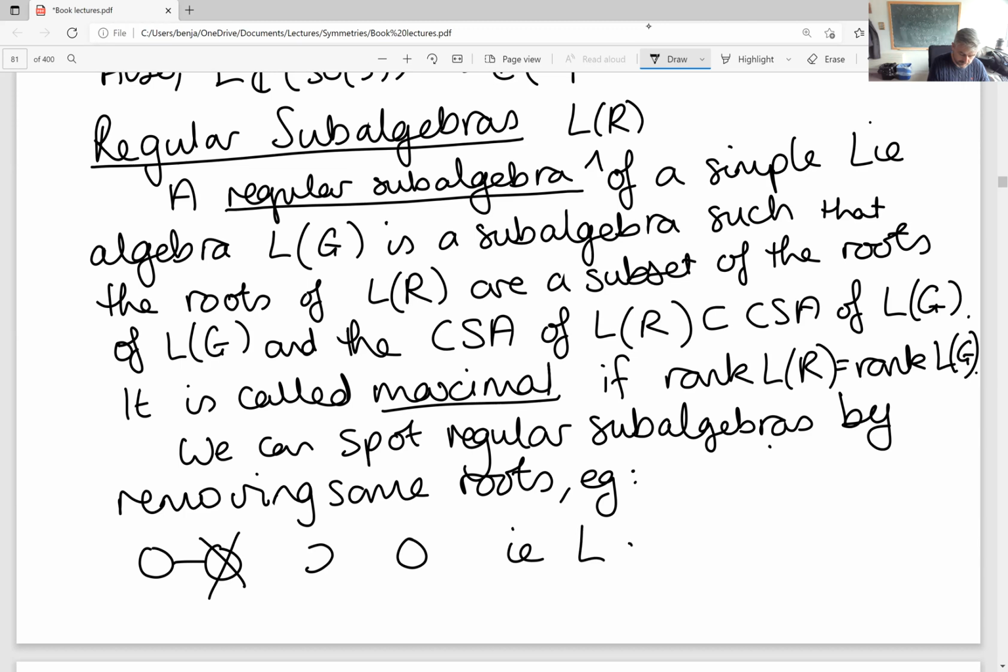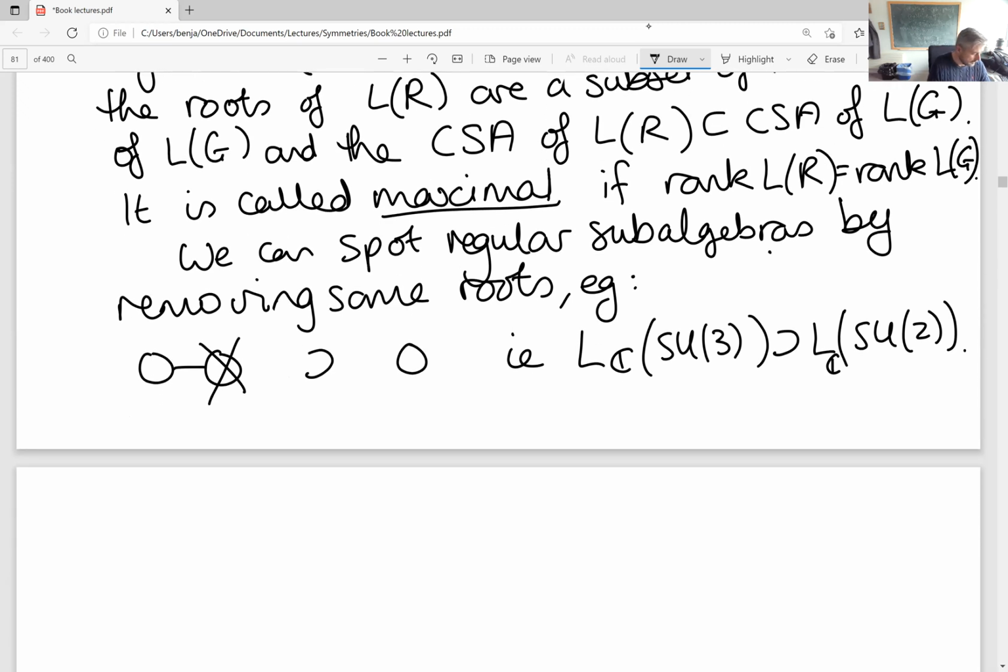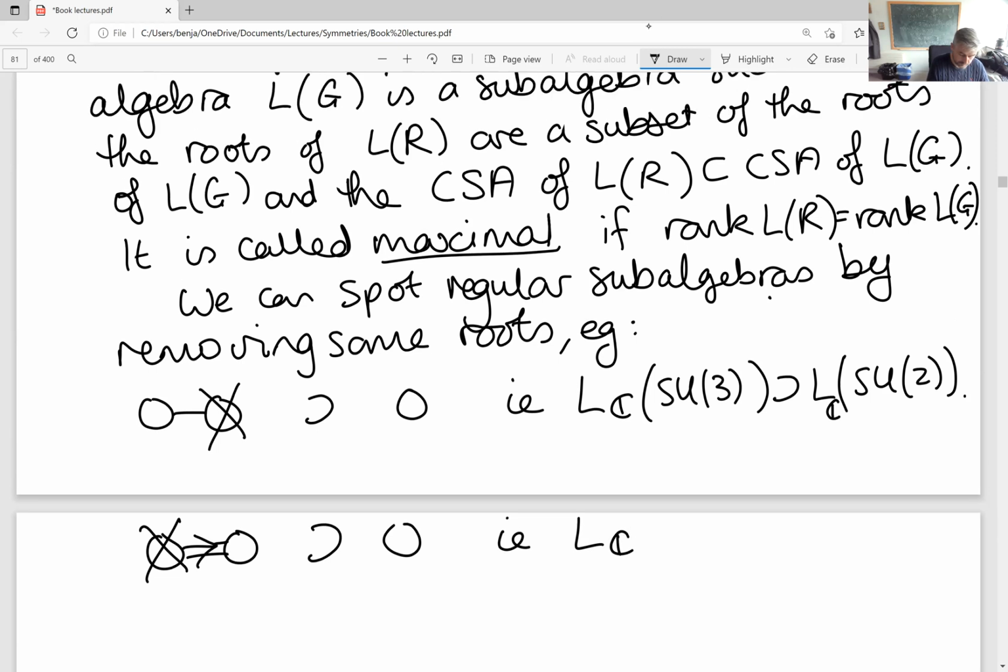In other words, I can take another one of our Lie algebras. Again, if I remove one of these, this also contains SU2. And this thing on the left, if you look at our table from last time, you'll see that this is the Lie algebra of SO5.